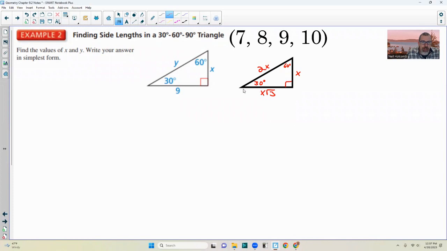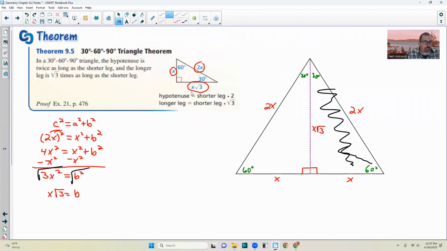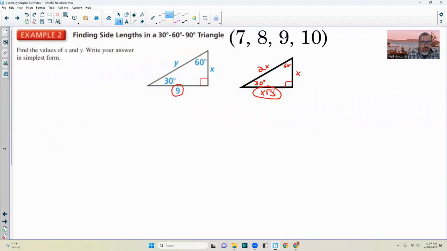And that came from the height of cutting the equilateral triangle in half. So now all I need to do is take what I know and set it equal to the formula from here. So the side opposite 60 is x root 3. X root 3 is 9. So that's what we do. We say x square root 3 equals 9. Divide both sides by the square root of 3.